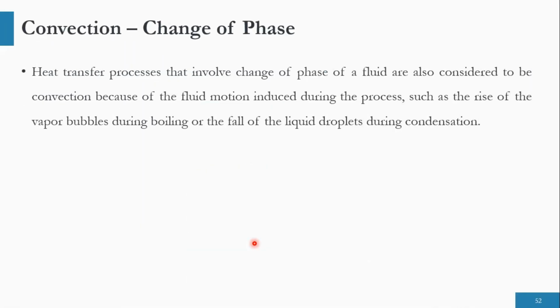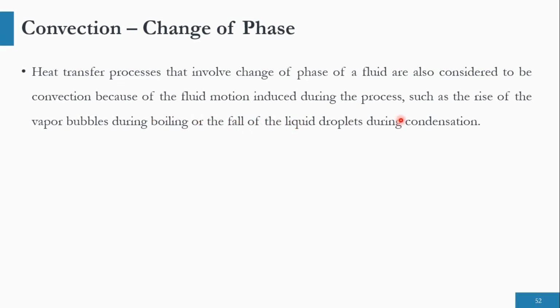Going to the last part, whether convection has any role with the change of phase, as we say that we have heated a substance and its phase is changed, for example, from liquid to gas. So whether there is any role of convection in this system or not. Heat transfer processes which involve the change of phase of a fluid are also considered to be convection because of the fluid motion induced during the process, such as the rise of vapor bubbles during boiling or the fall of liquid droplets during condensation.